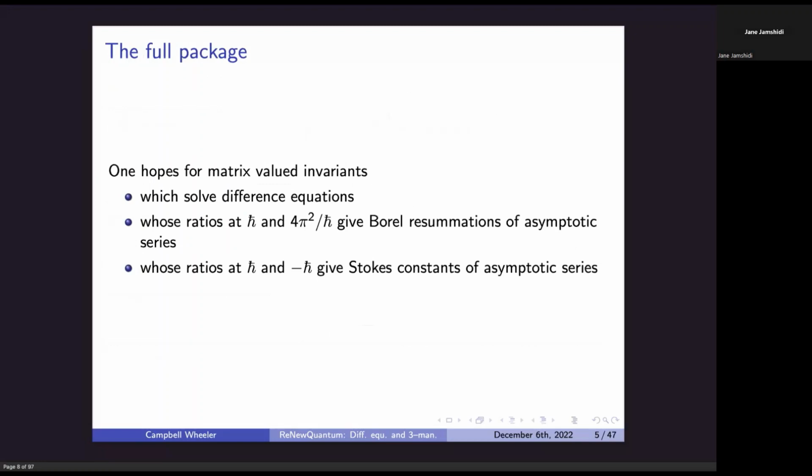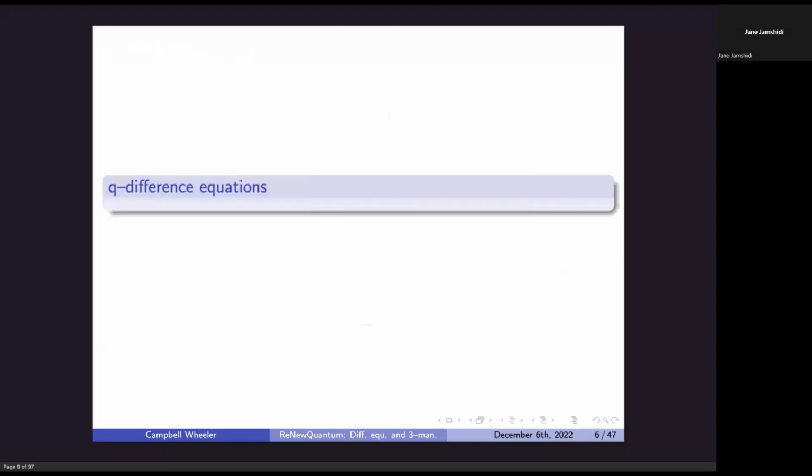As I said, we want a matrix of invariants, and this matrix should solve a Q-difference equation. Ratios of this matrix for different arguments should give rise to the Borel resummation, and a different ratio between different arguments should give rise to Stokes constants. So this matrix seems to store quite a lot of information if we could find a mathematical definition for it.